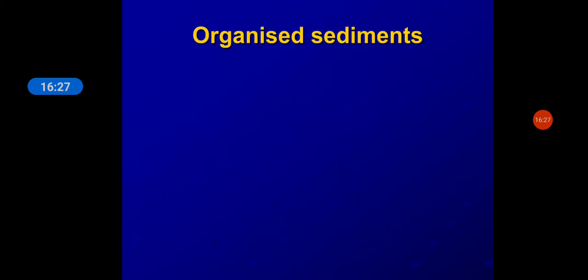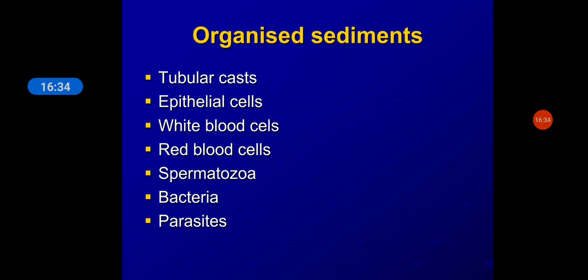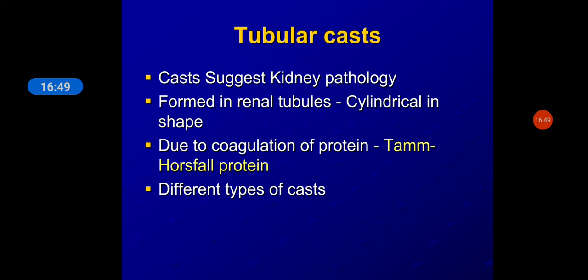Now let's go to the organized sediments. Now that we have finished unorganized, you have organized sediments. What are the organized sediments? Main thing is you have casts, epithelial cells, WBCs, RBCs, spermatozoa in case of males, bacteria and parasites. So these are the organized elements in urine. Let's see what are the different casts.